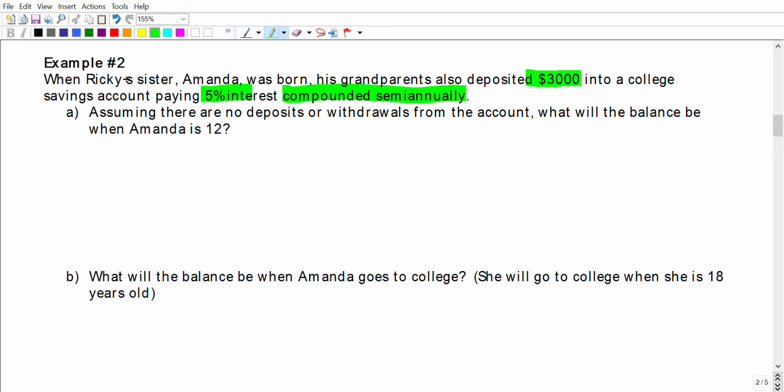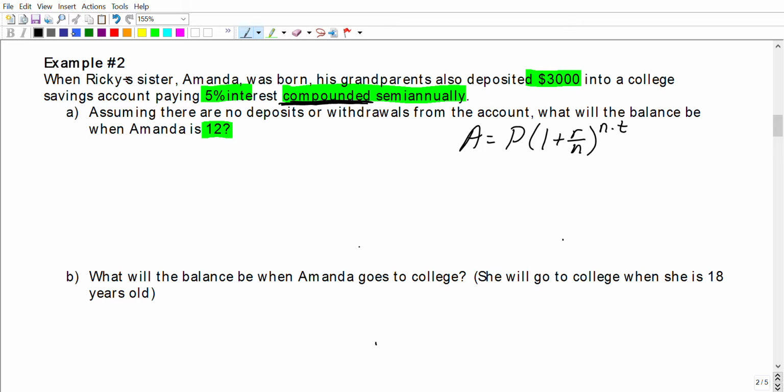All right. Now it says, assuming that there are no deposits or withdrawals from the account, what will the balance be after 12 years? All right. So once again, we see this key word first off, compounded. As soon as you see that word, guys, you know you have to use this equation. Compounded gives it away that is the equation you have to use.